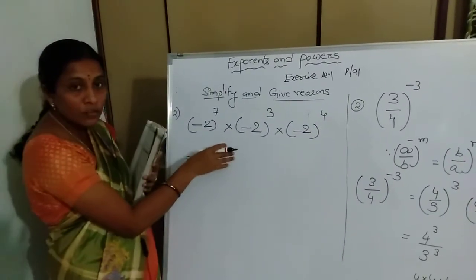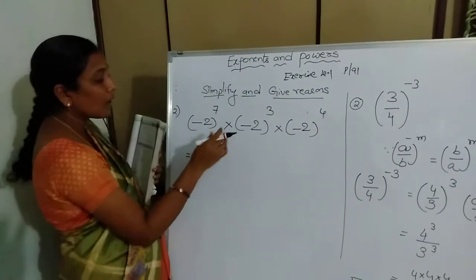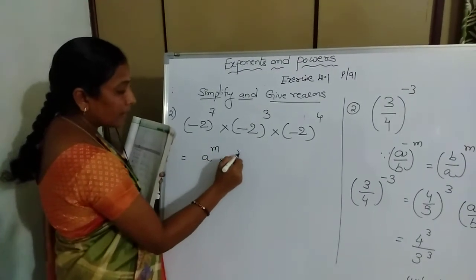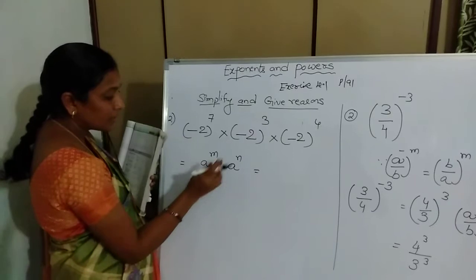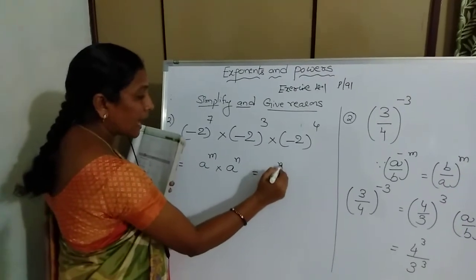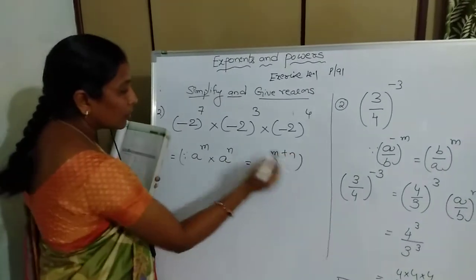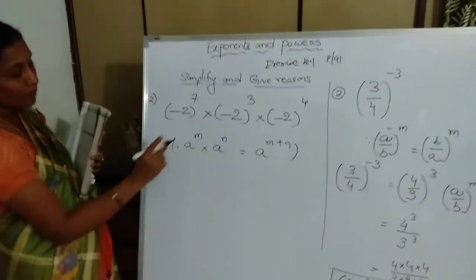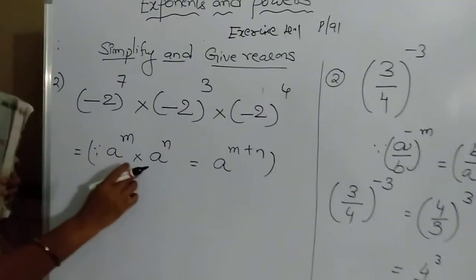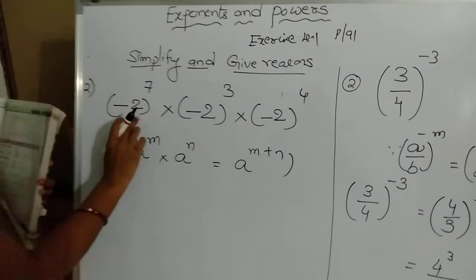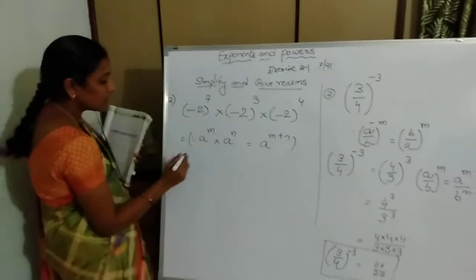So in this situation we have to use the formula. When all the bases are equal and they are multiplying, we add the exponents. So we are using this formula to simplify this problem: a to the power m into a to the power n is equal to a to the power m plus n.